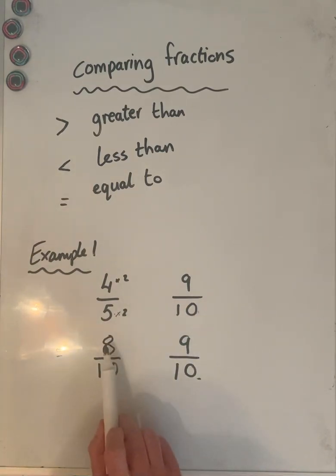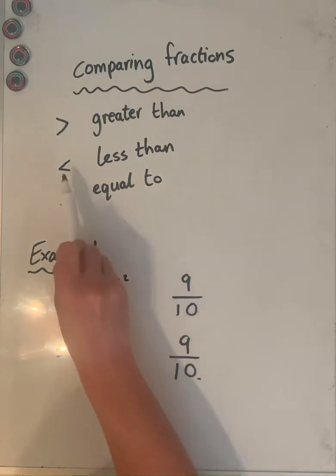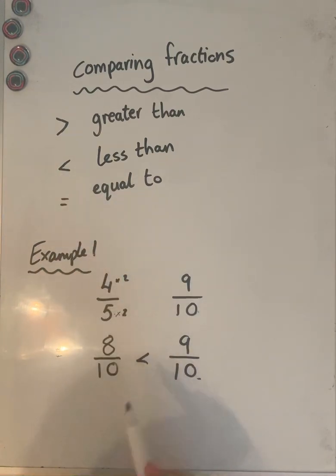So now do you see how it's very easy to compare which one is greater, which one is smaller? I've got 8/10 and I'm comparing it with 9/10. So 8/10 is obviously less than 9/10, isn't it? So what's our symbol for less than? It is this one here. Okay? Right, so copy that example down. If you want to pause the video to do that, and then we're going to continue with another example.